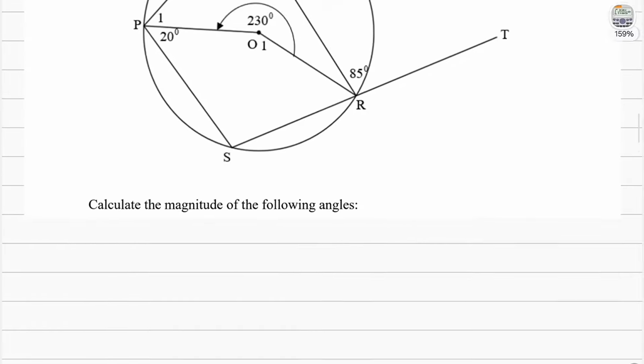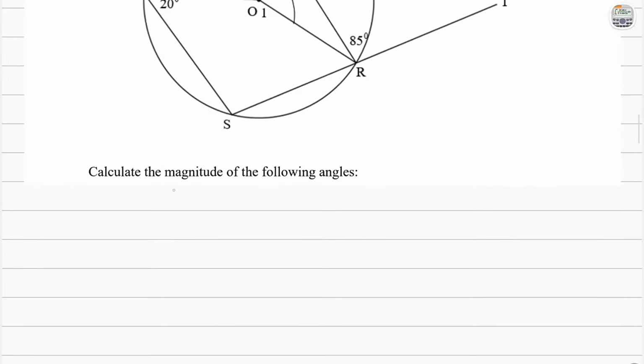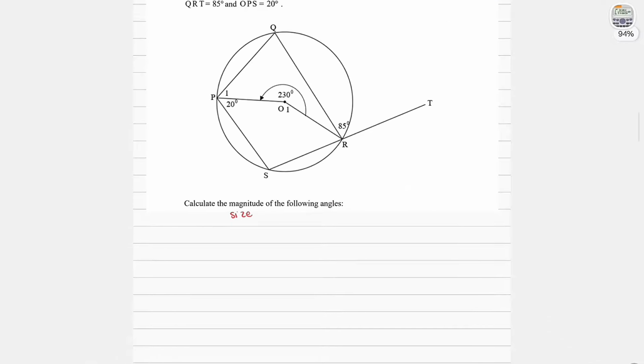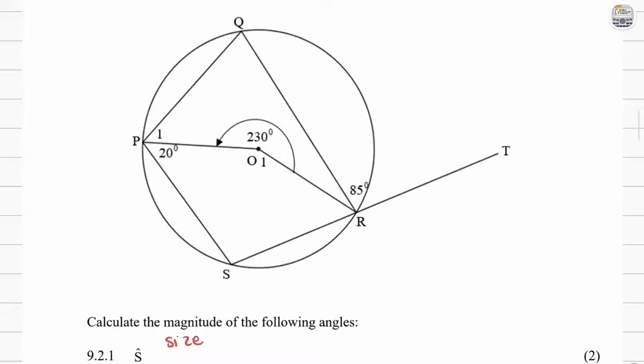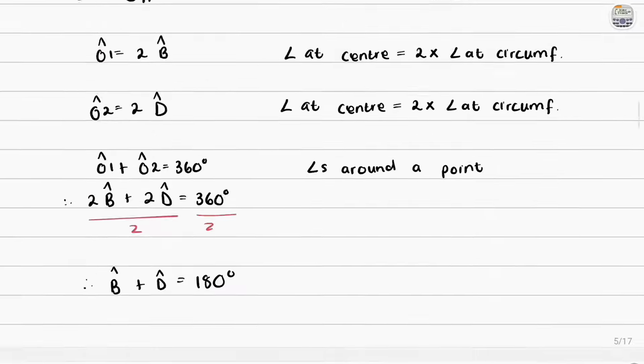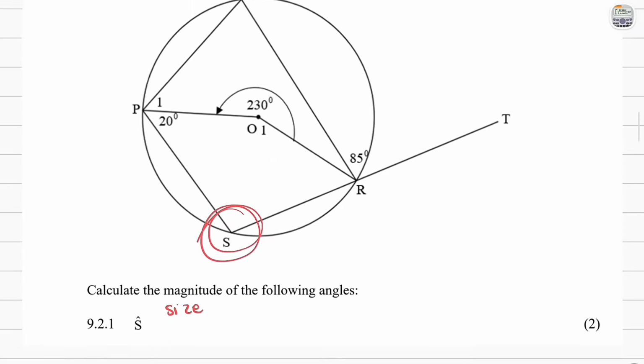And we are told to calculate the magnitude of the following angles. So we just need to find the sizes of the following angles. And the first angle that we have is angle S. So let's look at where angle S is and then compare it to what we have. It is at the circumference. And immediately we can also see there's an angle at the center. They're using the theorem that they used above for this proof.